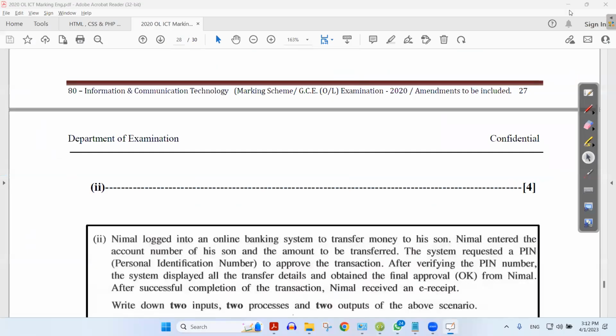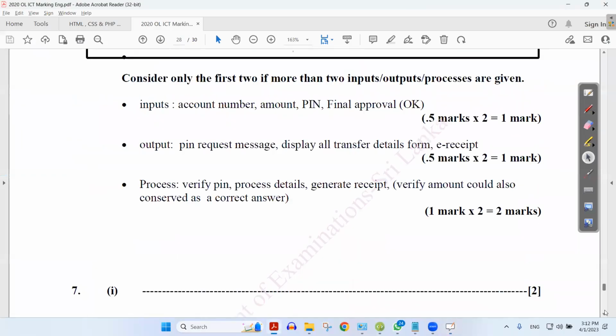Let's cross check with the marking scheme. Yeah, these are the ones that they have given. So see how much you got. For inputs, there's only 1 mark. For outputs, there's only 1 mark. And for process, they have given 2 marks. See how much you got out of 10 and send me the marks as well. And give me a minute, people. I'll be here soon.